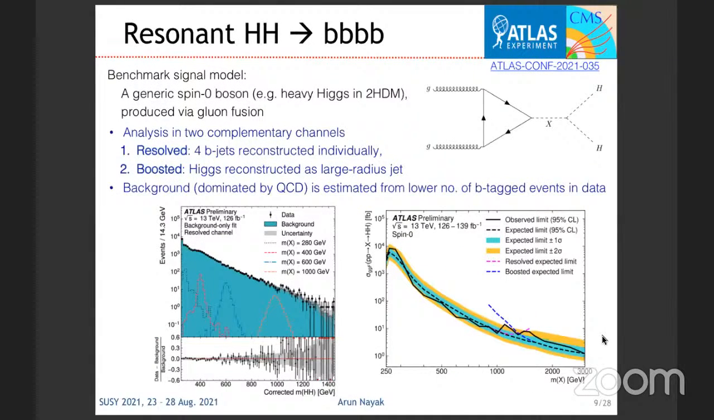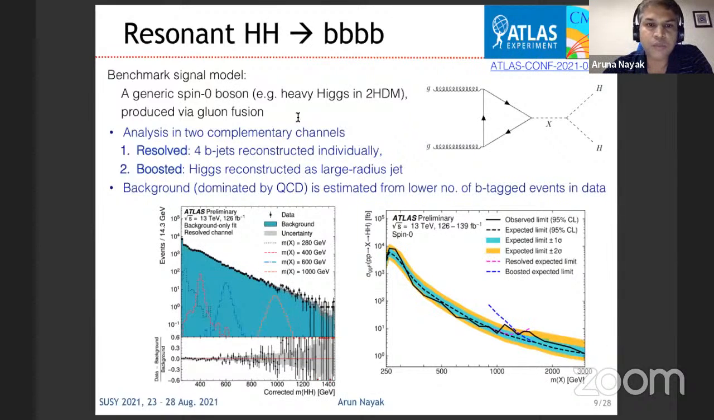Then another analysis is, for example, the resonant production of the Higgs boson pair, where both Higgs bosons decay to a pair of B quarks. For example, a heavy Higgs can decay to 2 standard model like Higgs bosons, and then they decay to 4 b jets. This analysis has 2 complementary channels. One is resolved, where all the 4 jets are reconstructed individually, and the other is boosted, where the jets from a Higgs are merged and become a large radius jet.